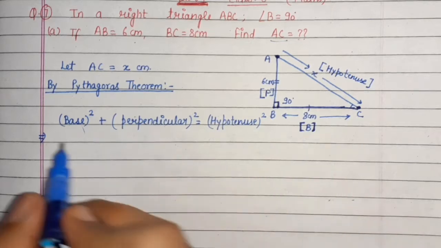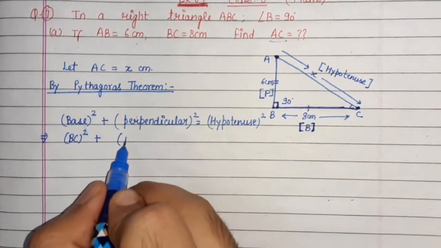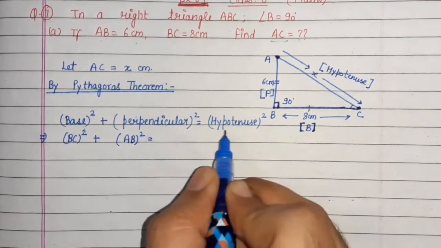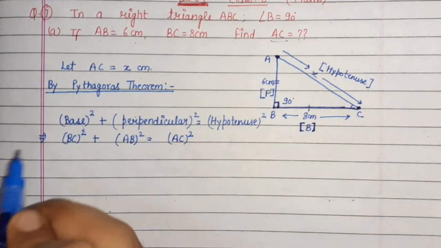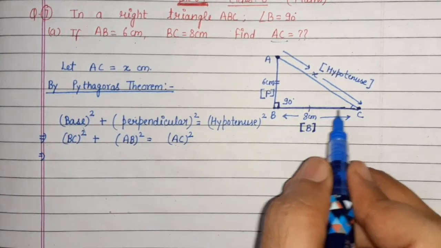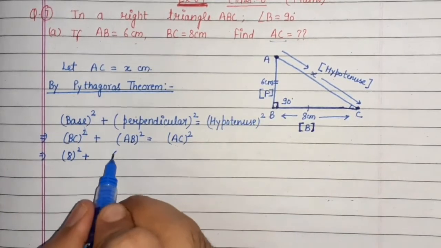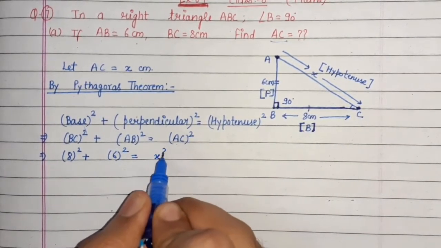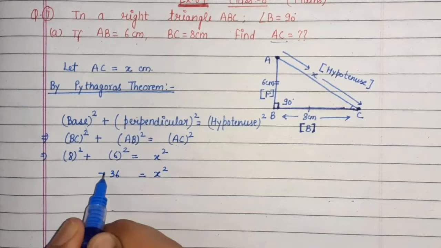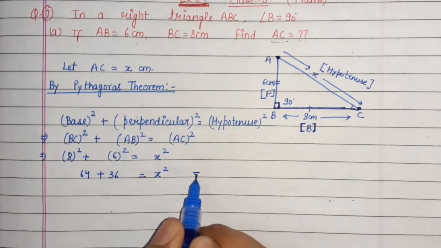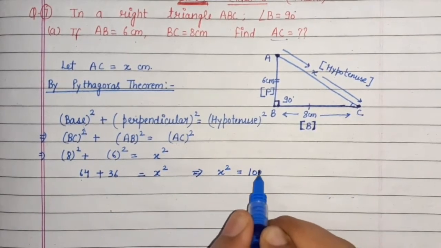Base square, what is the base? BC whole square plus perpendicular AB whole square is equals to hypotenuse square. What is hypotenuse? AC whole square. Now base square BC, what is the value of BC? It is given 8. So 8 square plus AB, AB is given 6 square, and AC is given X square. If you check, X square is equals to 6 square 36 plus 8 square 64. So I am writing like this, X square is equals to 64 and 36 is 100.